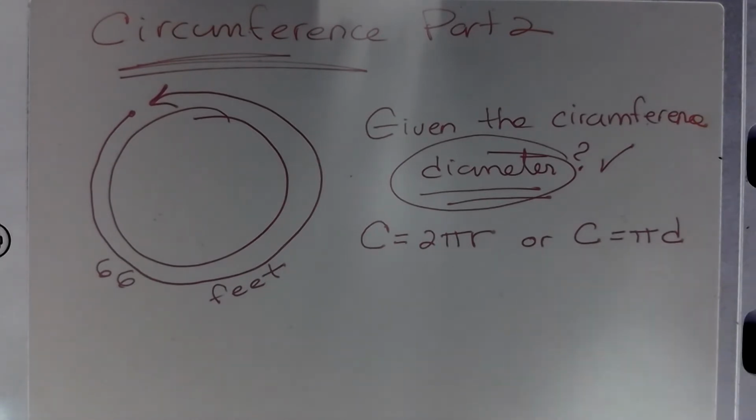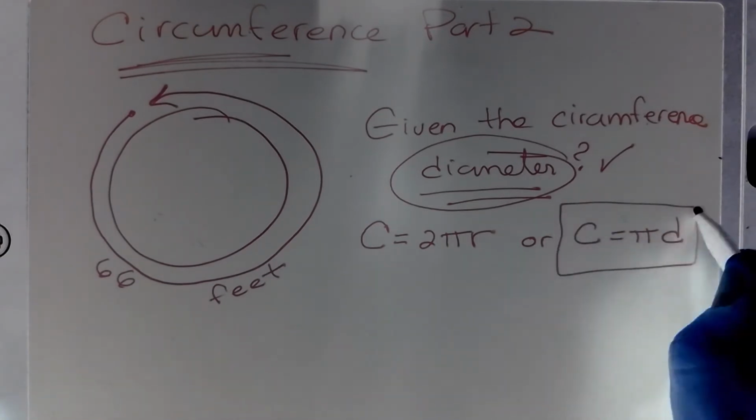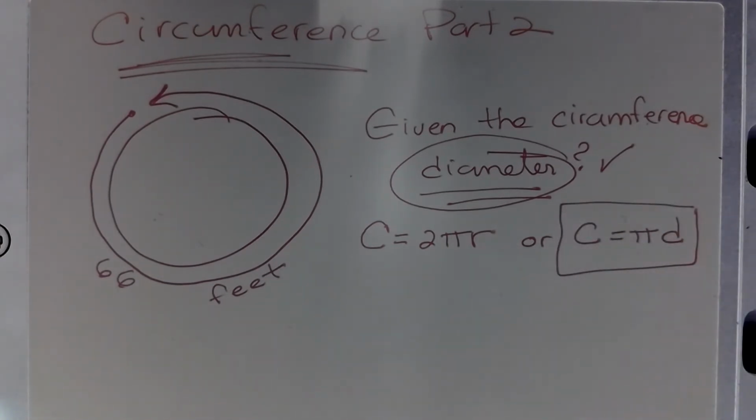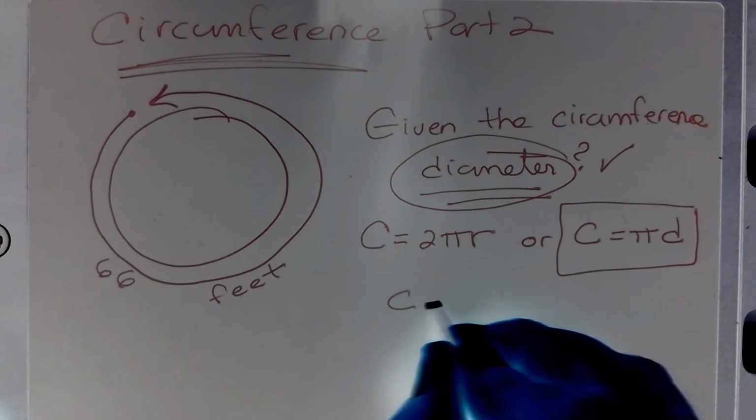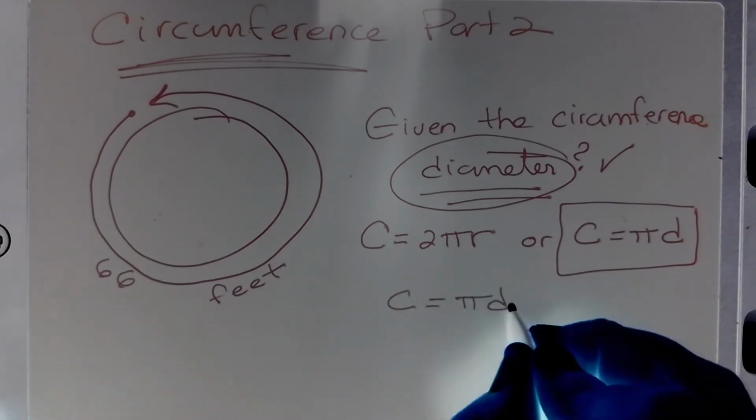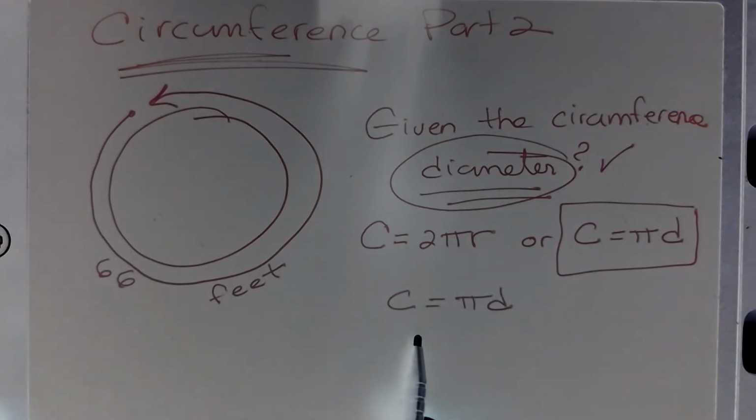So the question is this: out of the two equations, which one will you use and why? C is equal to pi d. Why? Because they give you the circumference and the diameter is what we're trying to find, right? So we're going to use this one. So we'll use C is equal to pi d. All we have to do is plug in the information.